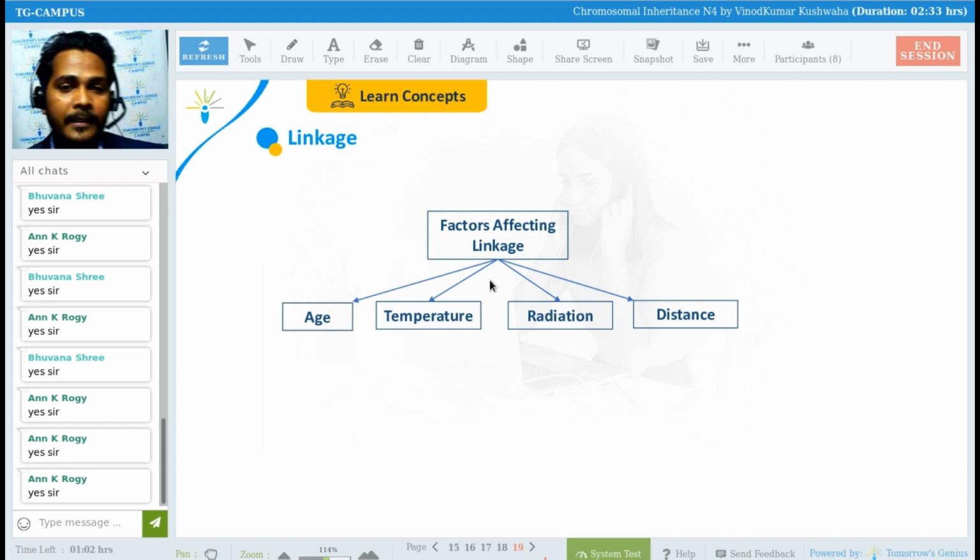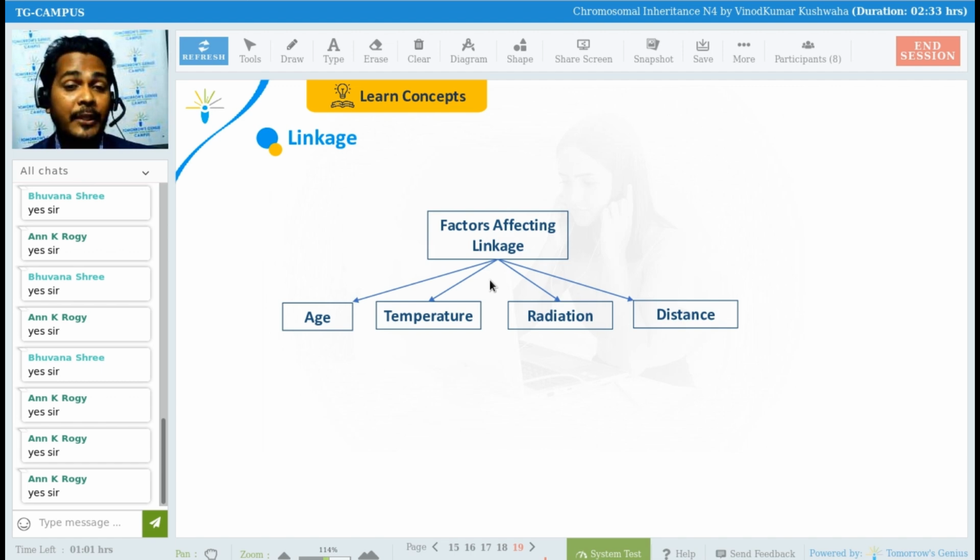Let's move on to the next part, that is factors affecting linkage. So now we have studied linkage and types of linkage. Now let's look at the major factors that are responsible for affecting linkage. There are four important factors: age, temperature, radiations and distance. These are the important factors responsible for linkage. Let's try to understand in detail how these factors affect it.